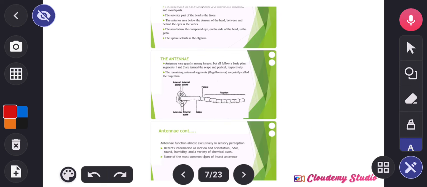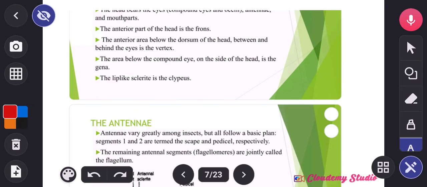Now, the anterior part of the head is called the frons, and in the area below the dorsum of the head, between and behind the eyes, is the vertex. The area below the compound eye on the side of the head is called the gena, and the lip-like sclerite is called the clypeus. So these are the parts of the head that are very important: the frons, the vertex, the gena, and the clypeus. I've mentioned their location in this particular slide that we have here.